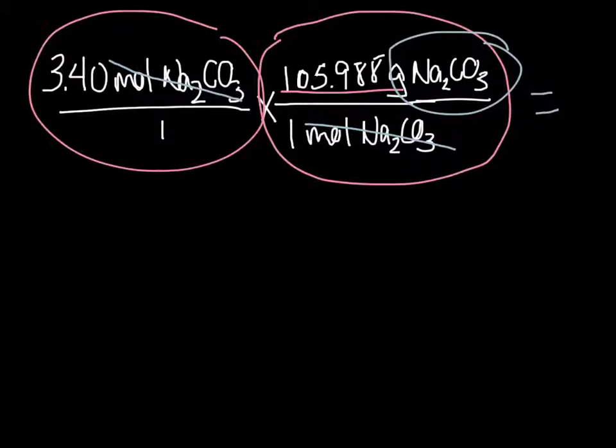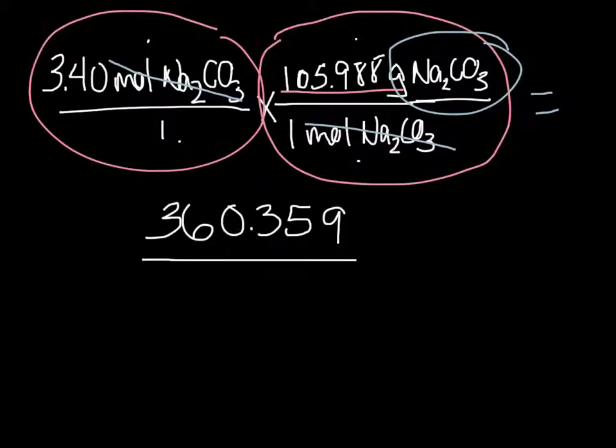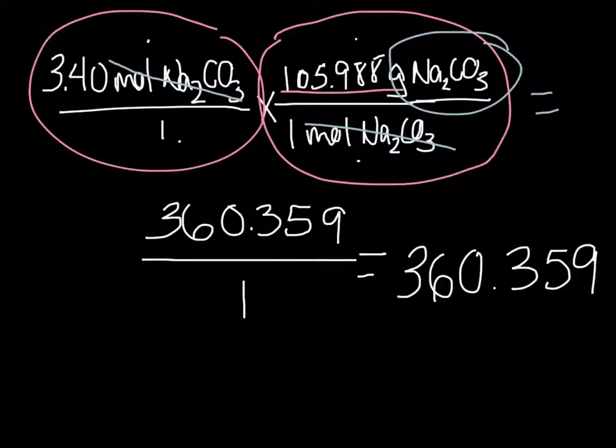So to find the final answer, what you're going to do is you're going to multiply the two tops and divide by the bottoms. So on top we'd have 3.40 times 105.988. Just plug that into your calculator. So here's the number I got when I multiplied those two on the top. And then you're just going to divide by the bottom, which is 1. So if you divide that number by 1, obviously it's going to stay the same. So your answer here is going to be 360.359, and it's grams now of your Na2CO3. And that's your answer.